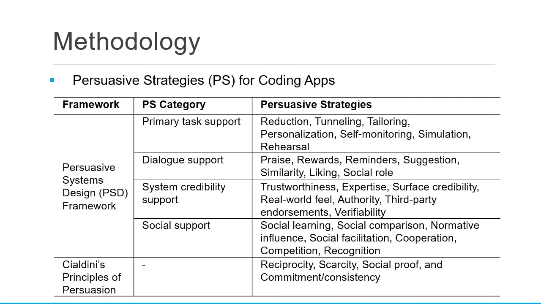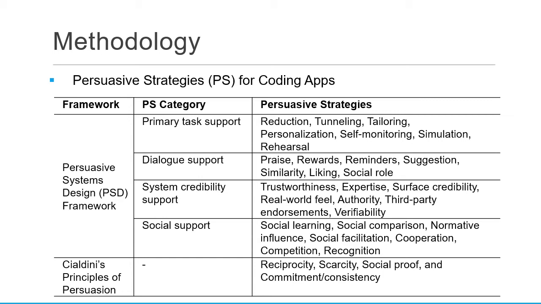These are the persuasive strategies we used in coding the apps. Under the PSD framework, there are 28 strategies divided into 4 categories. Each category has 7 strategies. For instance, under the primary task support category, we have reduction, tunneling, tailoring, personalization, self-monitoring, simulation, and rehearsal.